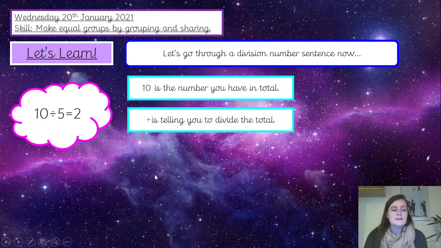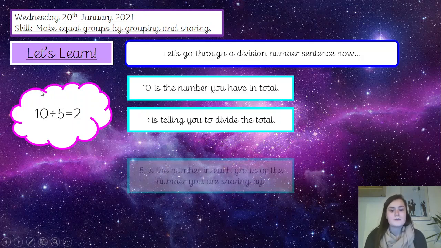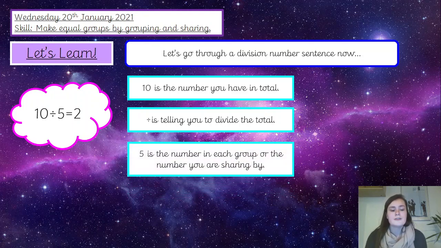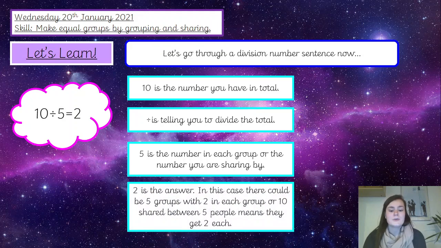Then that symbol in the middle, the line with the 2 dots, is telling us that we are going to divide the total. So we're going to group or share the total amount. 5 is then the number in each group or the number that you are sharing by. And then 2, of course, is the answer. So in this case, there would be 5 groups with 2 in each group, or the number 10 shared between 5 people means that they would get 2 each.